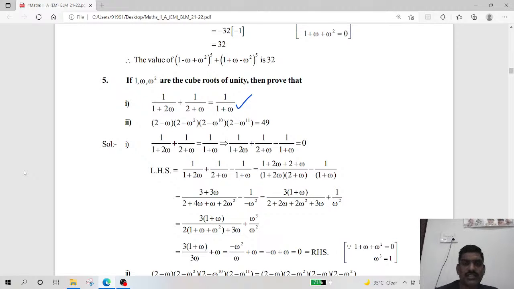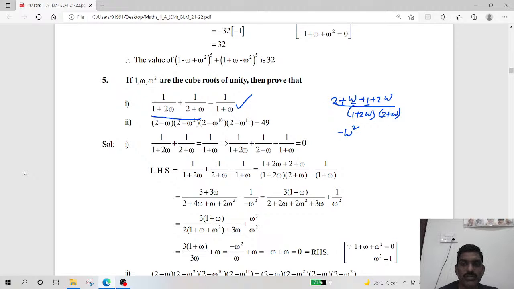We can do one thing, sir. First we can simplify these two. Then what do we get? 2 plus omega plus 1 plus 2 omega divided by 1 plus 2 omega into 2 plus omega. This one you simplify. Here 1 plus omega is minus omega square. So 2 times 1 plus omega is also minus omega square.